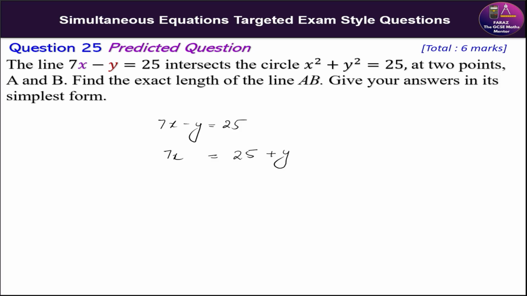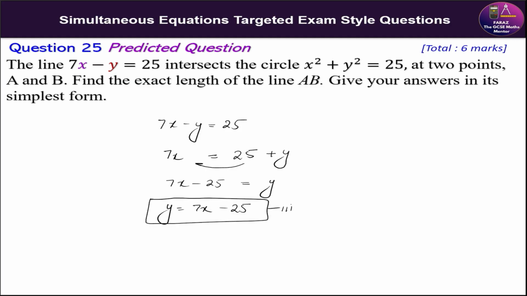All right, then, as we are going to make y the subject, you have to shift this 25 to this side. It will become 7x minus 25 equals y. And now y is the subject of the equation. Can we make x the subject? Yes, we can, but it will give you an answer in fraction like x equals 25 plus y over 7. That's why it's better to make y the subject, because calculation without fraction is easy. This one is equation number 3.